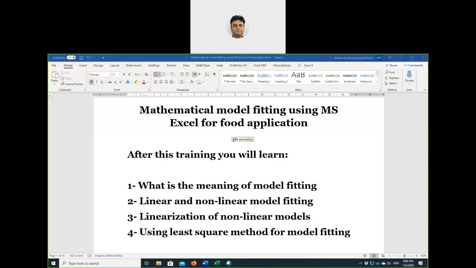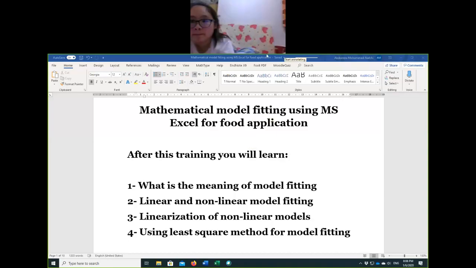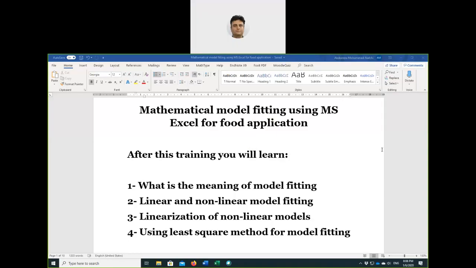After working on this training, you learned about this. What is the meaning of model fitting? The basic definition. What is linear and non-linear model fitting? Also, the linearization of non-linear models, and the least squares method for model fitting.